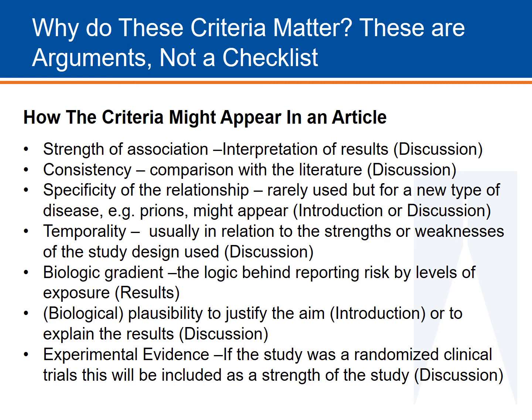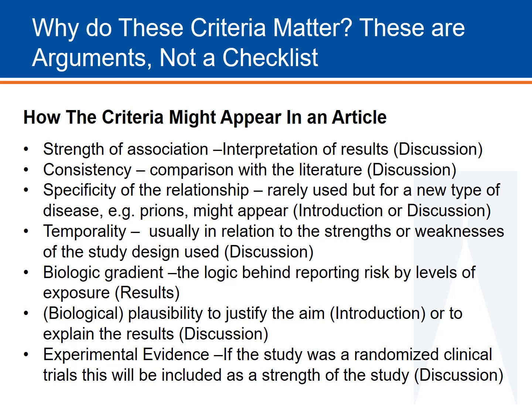Is the result found, is it consistent with the literature? And this will be in almost every study that you see. So particularly in the discussion, they will make some mention of comparing their results with the literature and some comprehensive assessment of whether there's a consistency in their findings. Now, specificity of the relationship really doesn't usually show up in an article. It would be rarely used, but might be included for a new type of disease. So, for example, when they're providing evidence that prions is the cause of mad cow disease, that might appear either in the introduction or discussion.